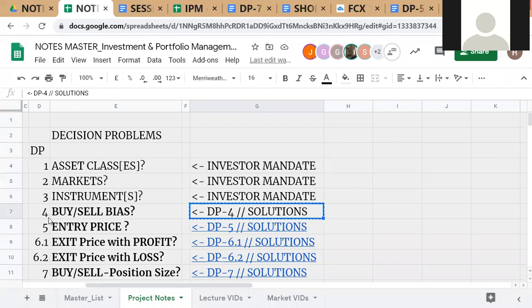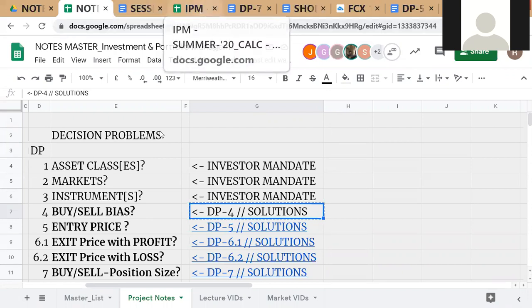Why do I care about valuation? Because the question of valuation can become important while I'm trying to solve this problem: what should be my buy-sell bias? Should I be a buyer? Should I be a seller in the stock? Okay, that is where the context is. So I'm here putting some context on your valuation discussion.